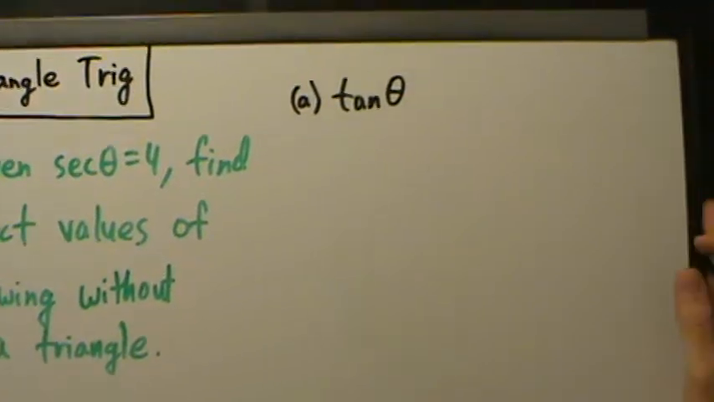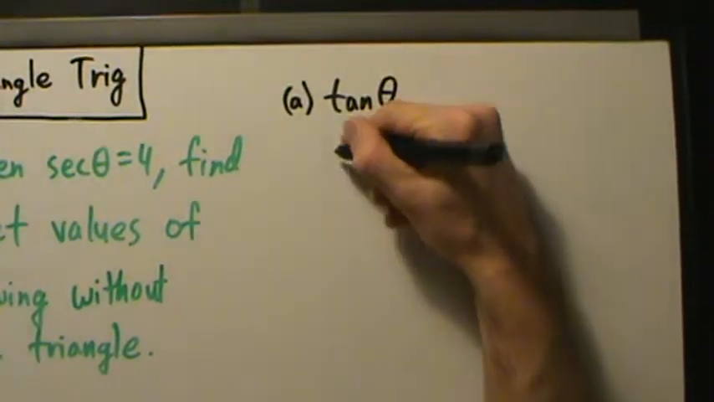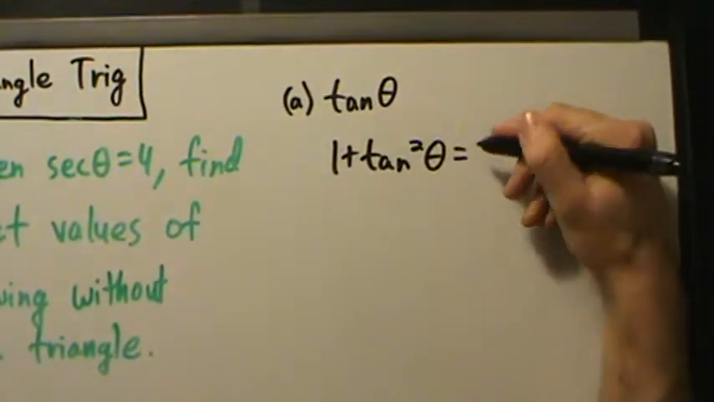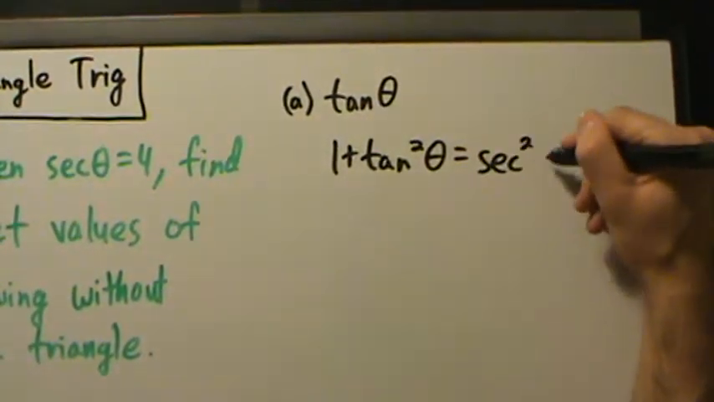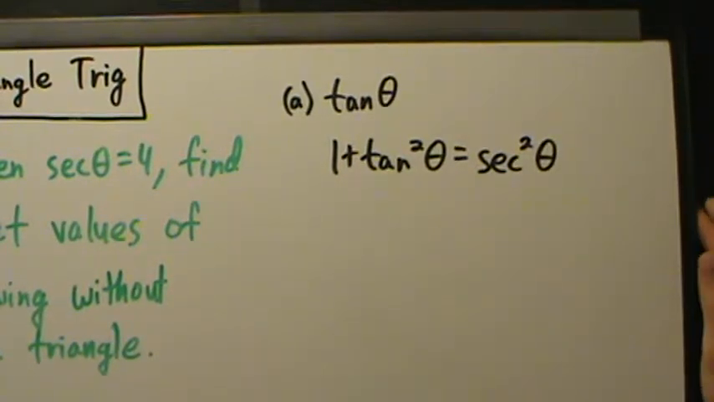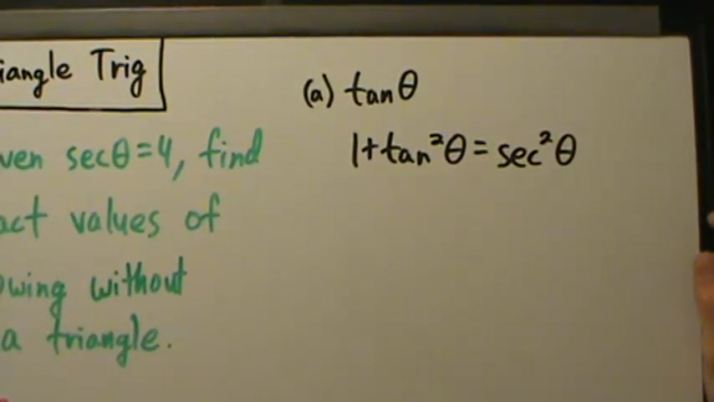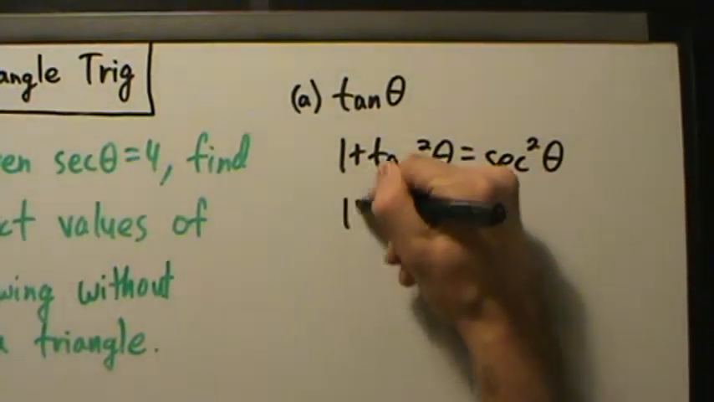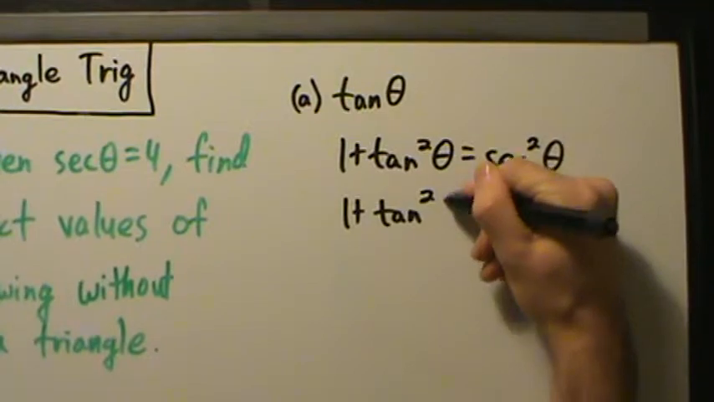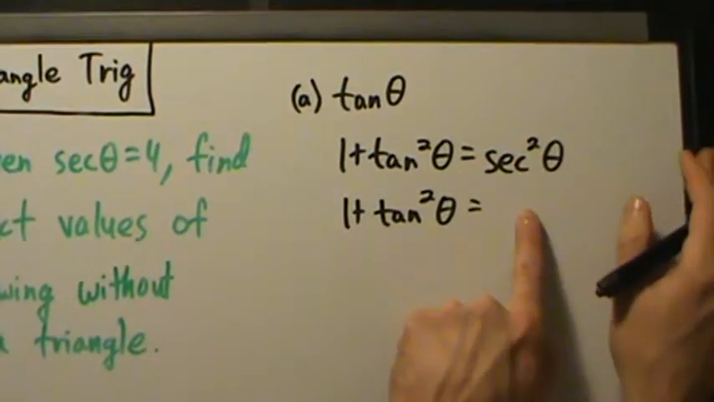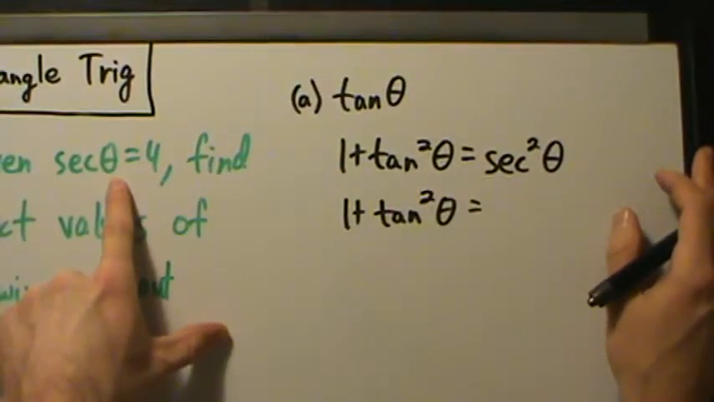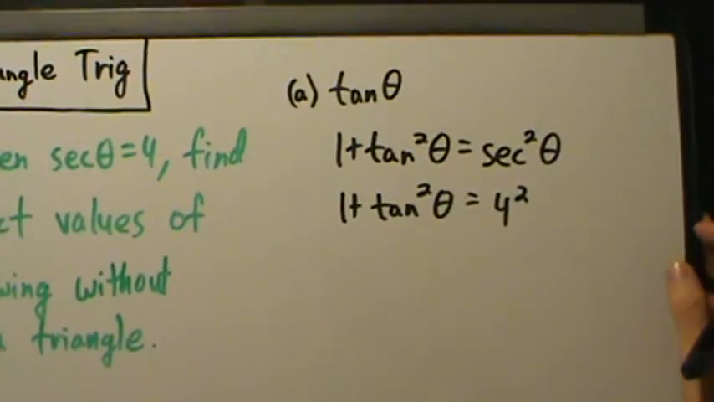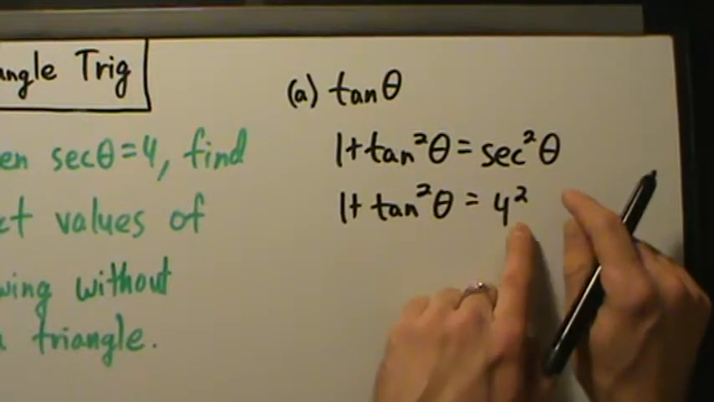Remember, one of the Pythagorean identities said 1 plus tangent squared of theta equals secant squared of theta. Tangent of theta is what we're looking for. So 1 plus tangent squared of theta equals secant squared of theta. We're given secant of theta, right? It's 4. So if secant of theta is 4, then secant squared of theta is 4 squared.